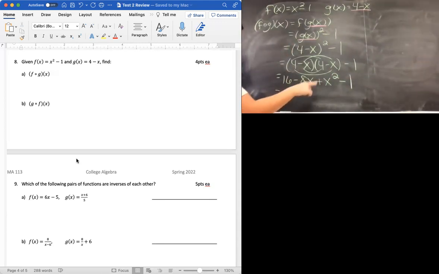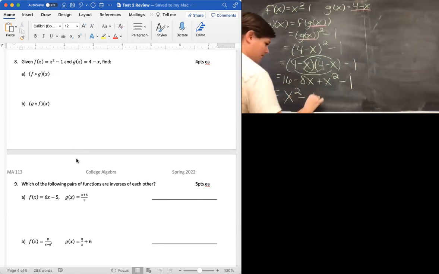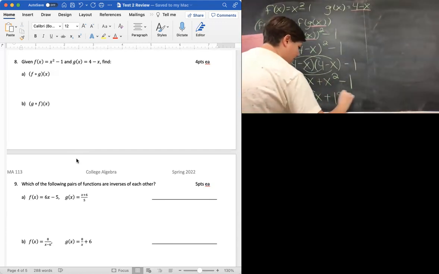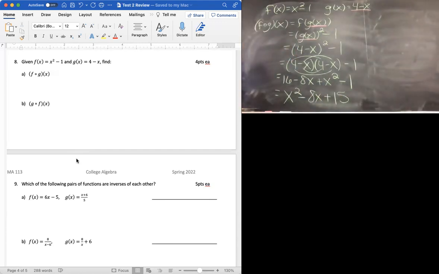I am going to reorder these. I'm going to put my x squared first. Then I have a minus 8x. And then I have 16 minus 1, so that'll be plus 15. So there is my f of g of x.